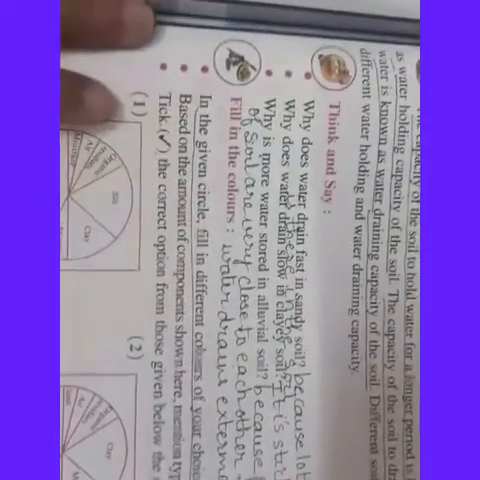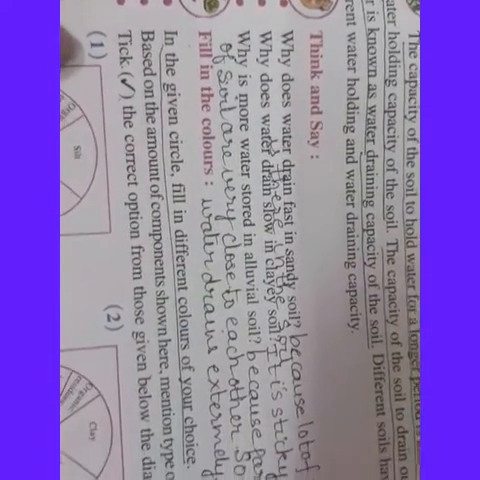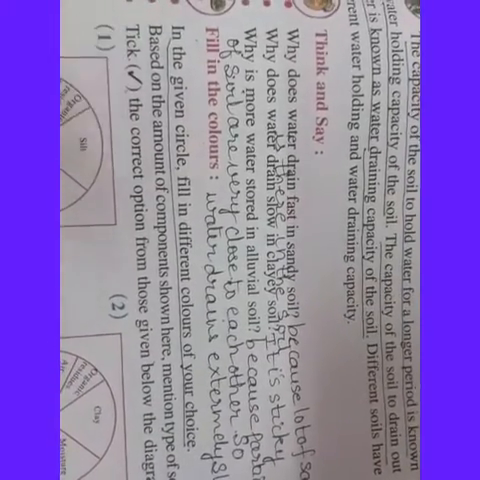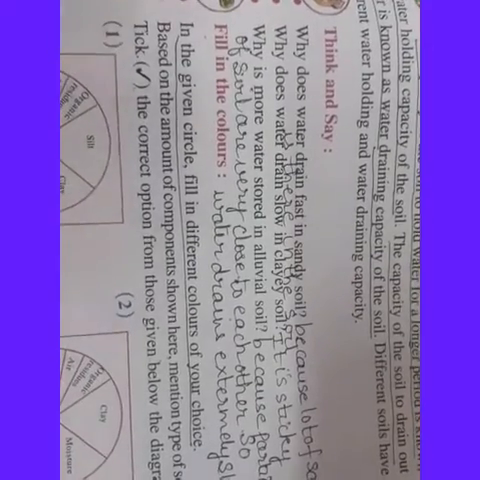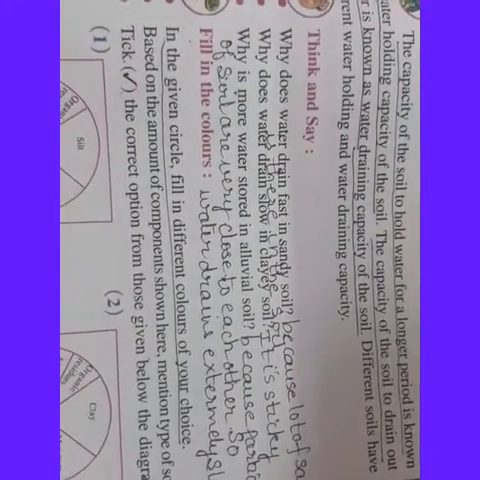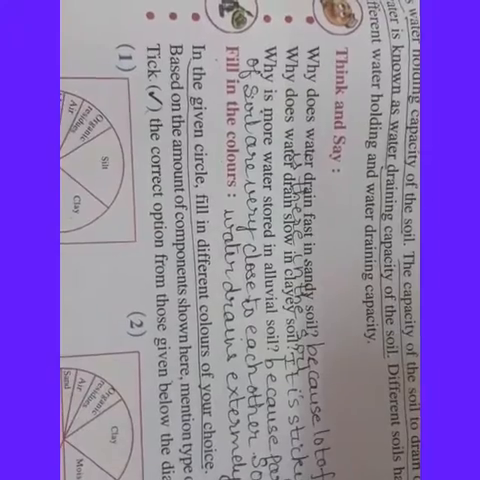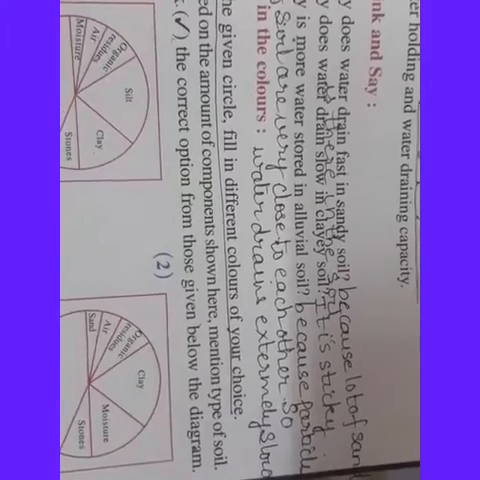Now there, think and say, a few questions are left here. Think and say, why does the water drain fast in the sandy soil? Because there's lot of sand in it and the particles are not closely packed with each other of the soil, so the water drains out easily in this. Why does the water drain slowly in the clay soil? Because it is sticky. Why is more water stored in the alluvial soil? Because the particles of the soil are very close to each other, so the water drains extremely slowly.